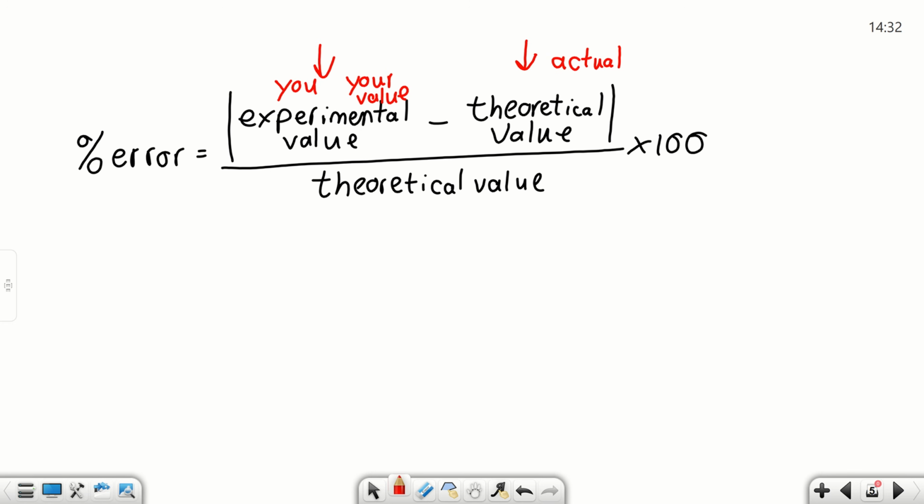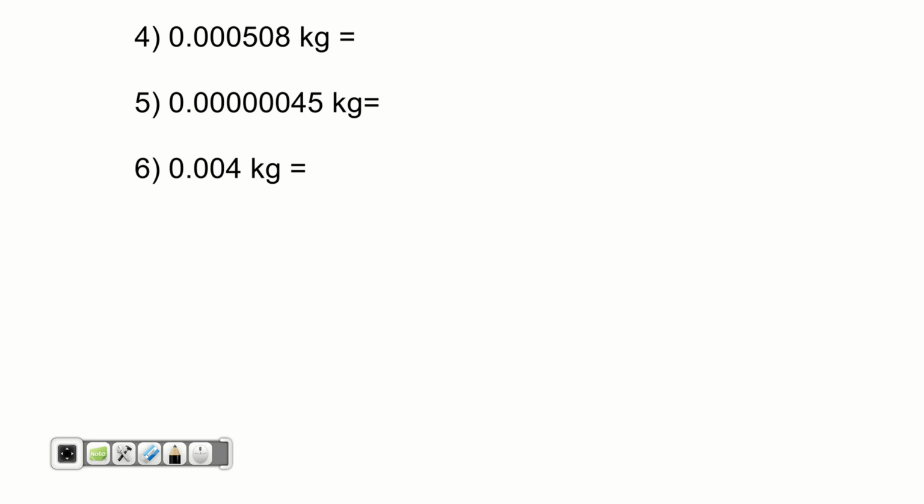And then you always divide by theoretical. Okay, you always divide by theoretical. Since this is an absolute value, you don't have to worry about whether it's experimental minus theoretical or theoretical minus experimental. Okay, this is going to come out to a positive number. But then you multiply that by 100, and that would be your percent error. So let's just look at a couple problems here real quick.